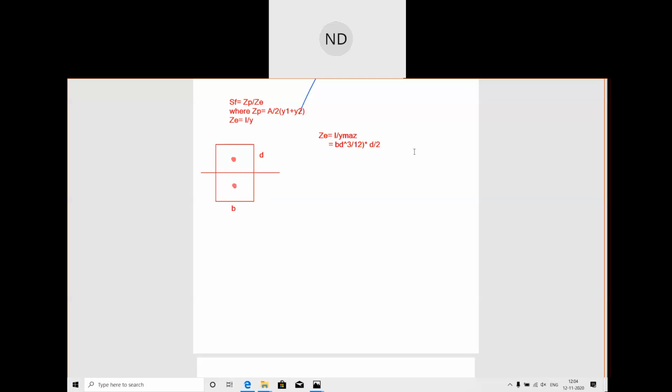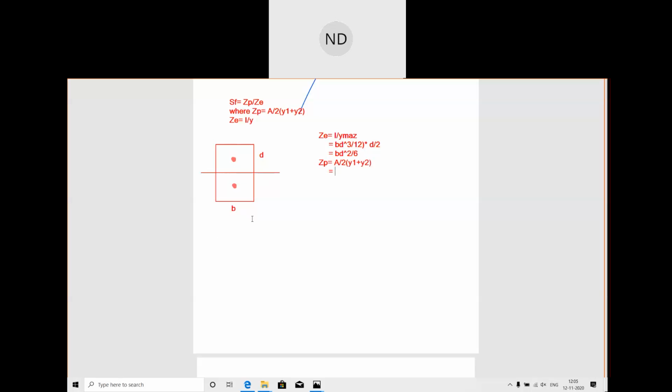Okay. So that means which is nothing but your BD square by 6. Now this was your elastic section modulus. Now coming back to the plastic section modulus, we have ZP is how much? ZP is given by A by 2 into Y1 plus Y2. Okay. So now you see, what is your area of this rectangular section?